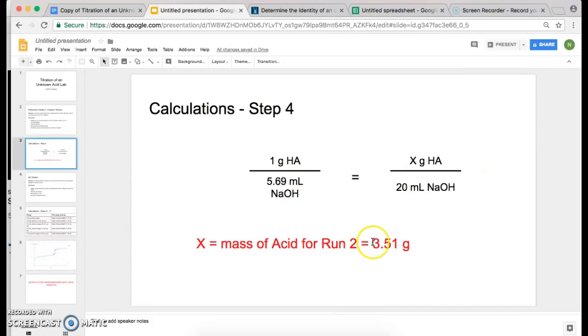So the mass we found was 3.5, and to bring it to 3 sig figs, 3.51 grams of the acid that I'll need for run number 2. So we'll use that amount when we do run number 2.